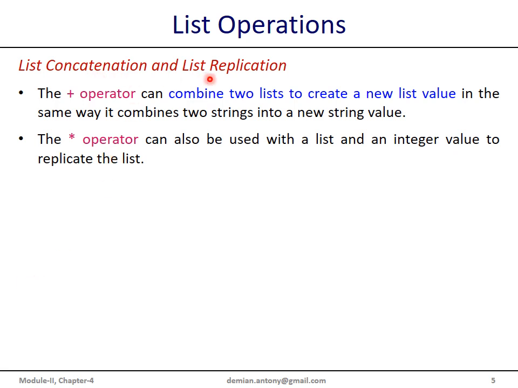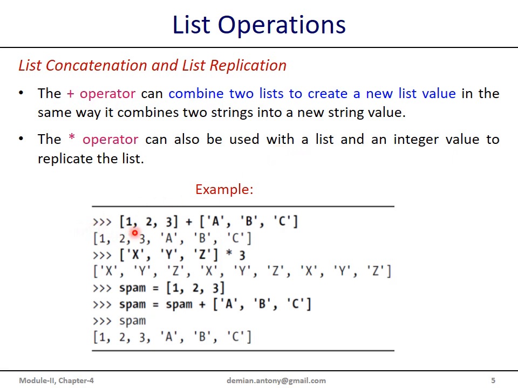List concatenation and replication. Like strings, we can apply concatenation and replication operators on lists. The plus operator is used to combine 2 lists to create a new list. Similarly, we can use the replication operator star to augment the existing list by replicating the list elements a specific number of times. Let us take up the example.